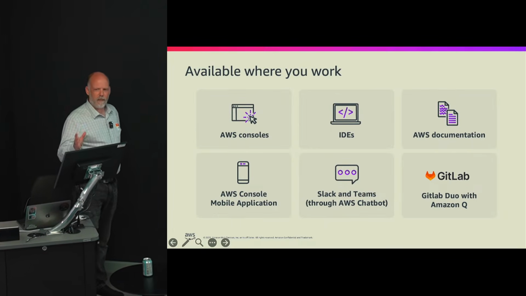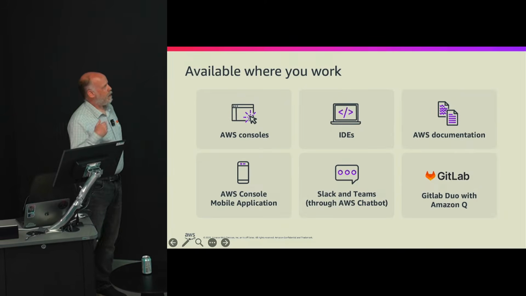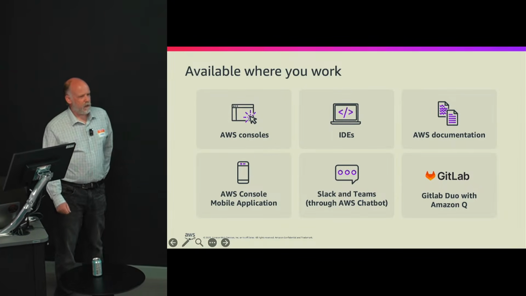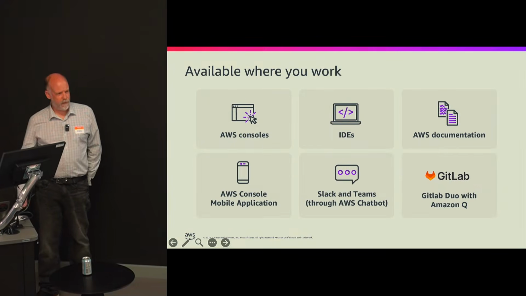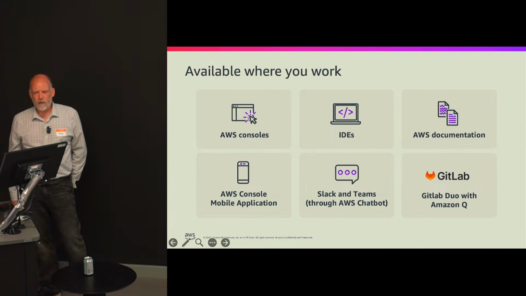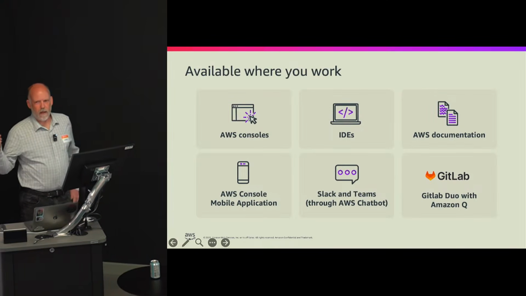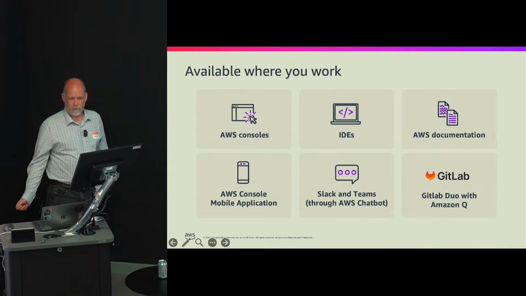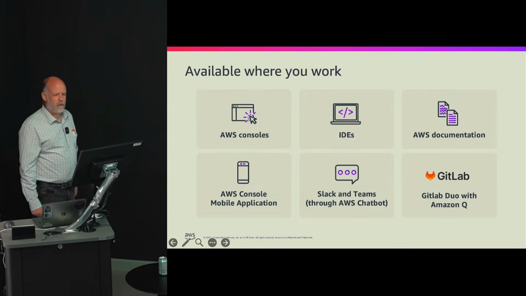So yeah, it's in the console. You can ask it how to do things. If you get an error when you're creating something in the console, usually there is a little Q thing that says, "Help me fix it." And Q will have a go at looking at what you've done, looking at your resources, and giving you an idea of what maybe is wrong. Doesn't always get it right, but it gives you a good starting point.